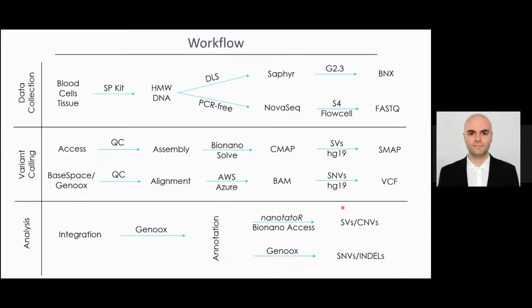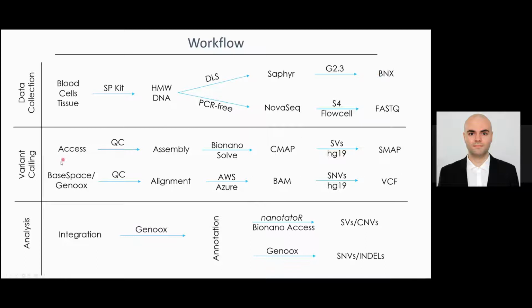We start, as everyone would, with either blood, cell, or tissue cultures. We use the Bionano Genomics SP kit for high molecular weight DNA extraction. We use the same DNA for direct labeling and staining for the Saphyr instrument, and for PCR-free library preparation for short-read sequencing with Illumina NovaSeq and S4 flow cells to generate both FASTQ files that contain the short-read sequences as well as BNX files that contain molecule files for optical genome mapping.